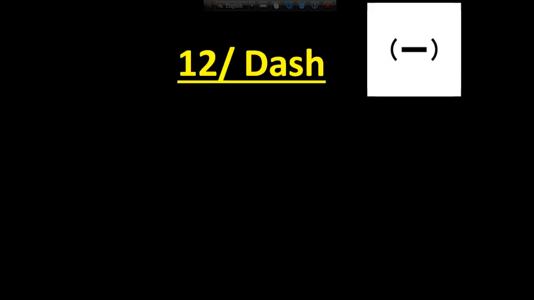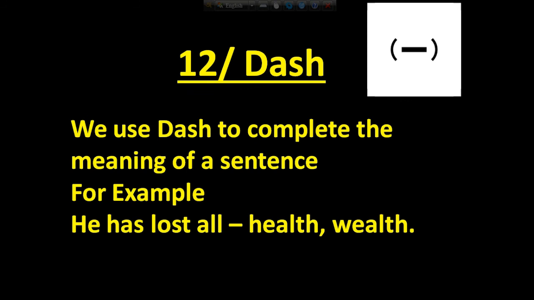And at last, dash. Dash is the last item of punctuation. We use a dash to complete the meaning of a sentence. For example, "He has lost all," then I have used "health and wealth," but in the middle I have used a dash: he has lost all—health and wealth. At the time of writing we have to use a dash, but at the time of speaking we will not say "dash." We say, he has lost all health, wealth. It's a long sentence, but I have used a dash in the middle to complete the sentence.